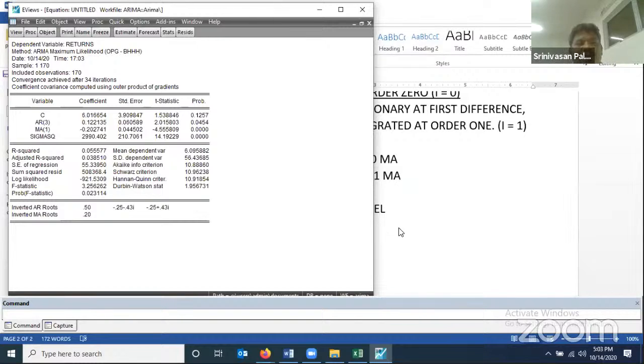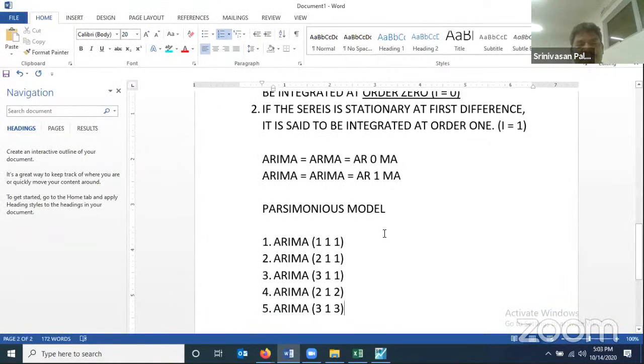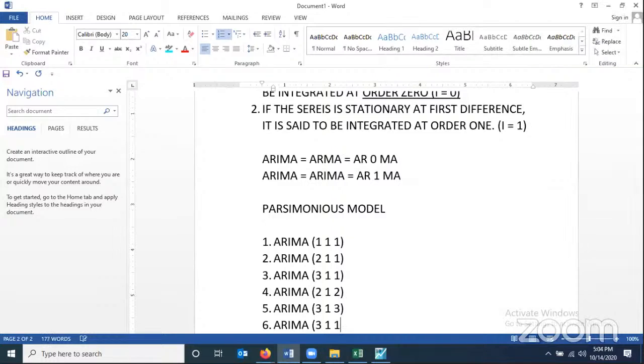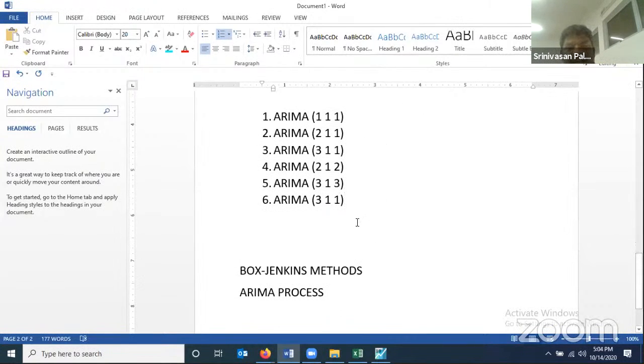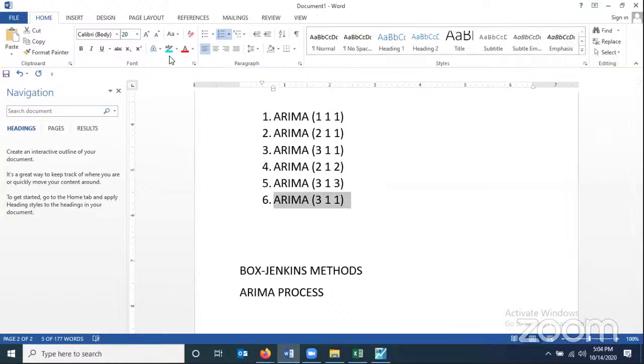Okay, please make a note. What are the two models that fit? 3, 1. Let me go for 6 models. ARIMA, which is the model here? 3, 1, right? Yes, sir. Okay, 3, 1. So out of the 6 we ran, which models are good models? 3, 1, 1, 2, 2. 4 and 3. 4 and 6.